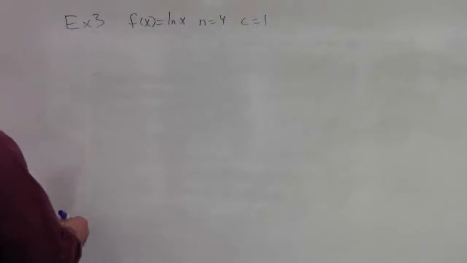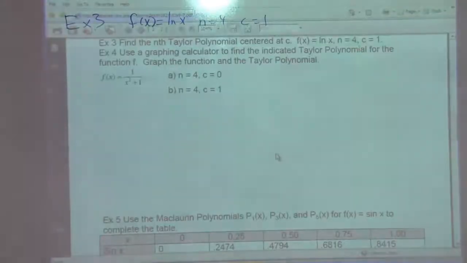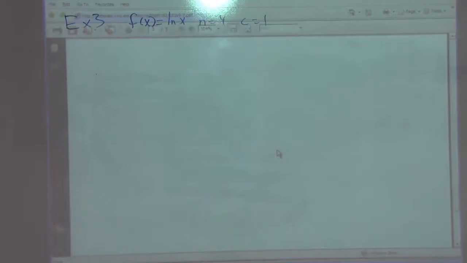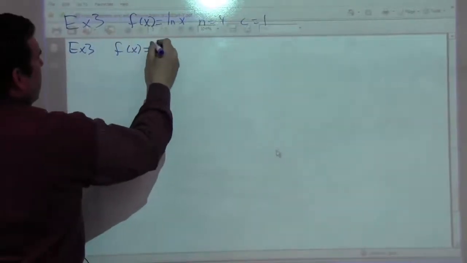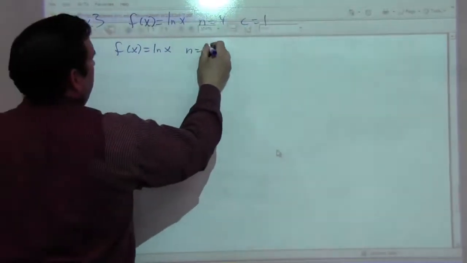So, what if I can turn this back on and find a blank spot that I can work with the light on? Let's see what we can do here. Is there any spots that are there? That looks good. So I'll write this over again. Example 3, f of x is natural log of x, n equals 4, c equals 1.